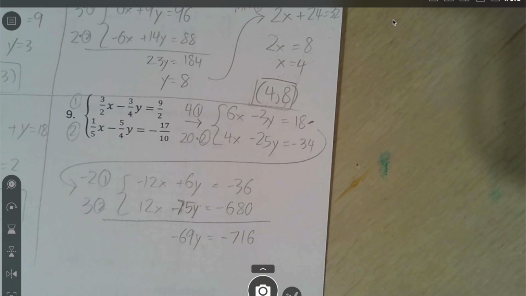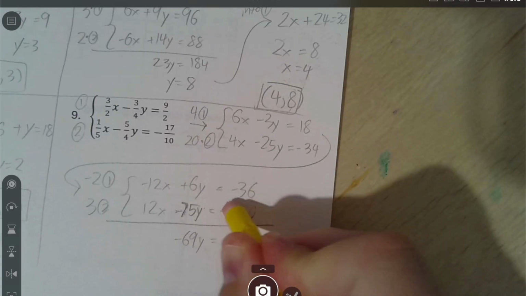Thankfully, though, when we divide negative 716 by negative 69, I made a mistake somewhere. I was going to say it cancels out nicely, but I've made a mistake. Where did I make the mistake? Give me a second.